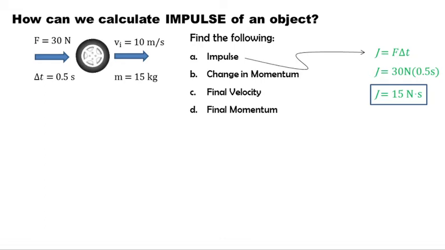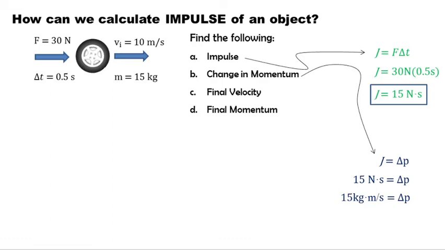Then, we find the change in momentum. Change in momentum is equal to impulse. And impulse, nakuha na natin siya, it is equal to 15 Newton seconds or equal siya kay 15 kilogram meter per second, which is the SI unit of momentum. Then, we find the final velocity.